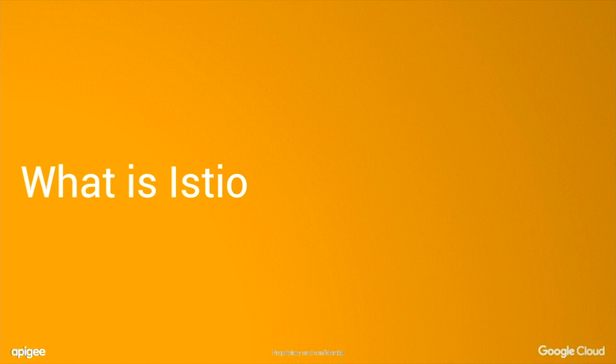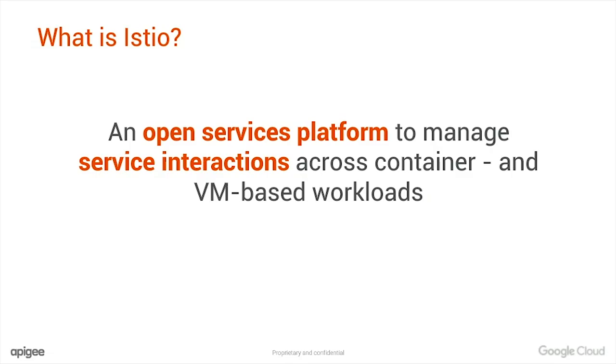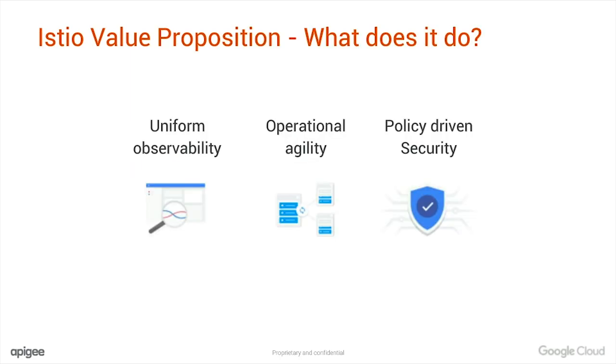Istio is an open services platform to manage your service interactions on containers and VM-based workloads. That second part is super important. It's also for VM-based workloads. And I mentioned service interactions. That's exactly what a service mesh is, right? Managing the interactions of your network of microservices is what Istio does. So what do I mean by manage them? And that's what we'll dig deeper into as we get into what Istio does.